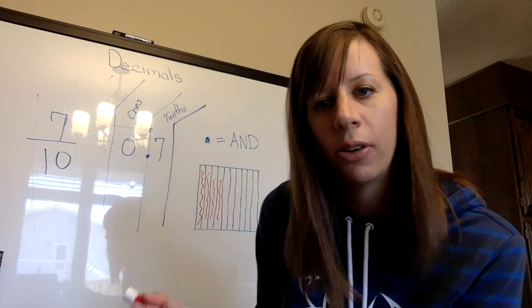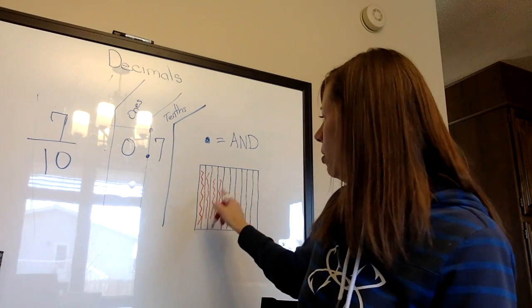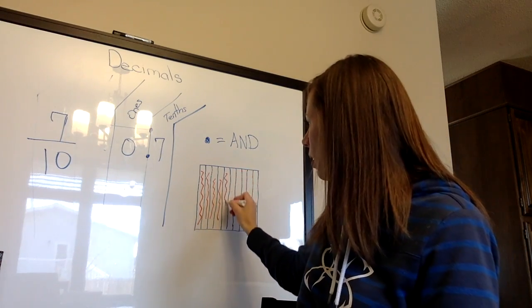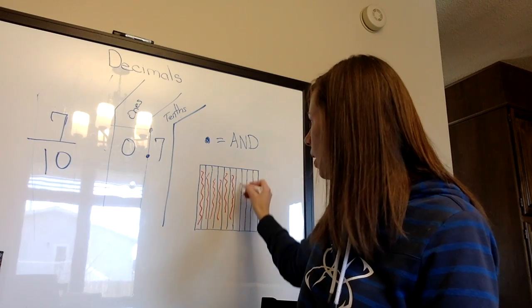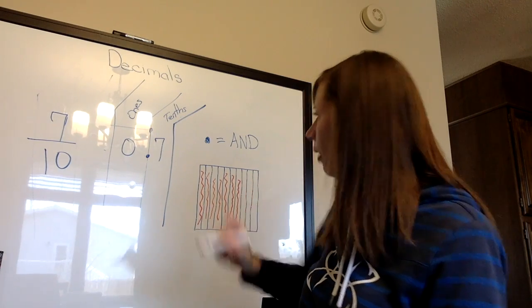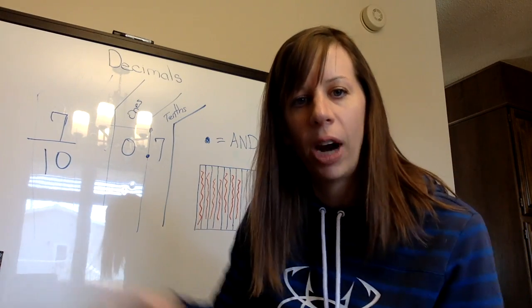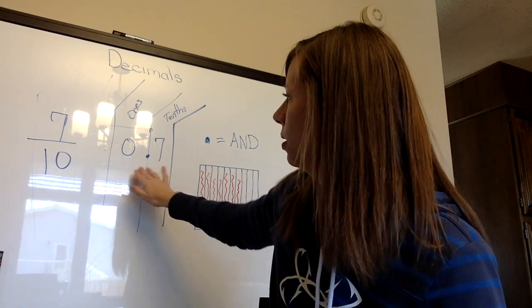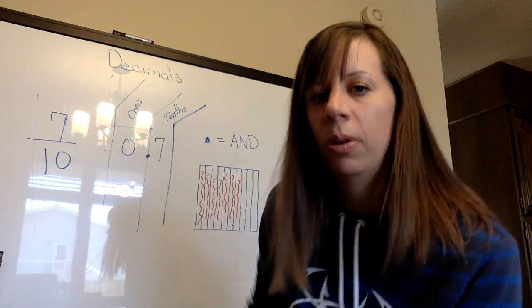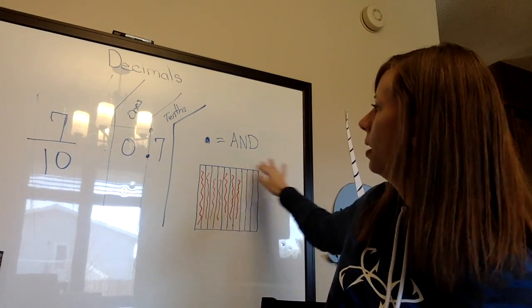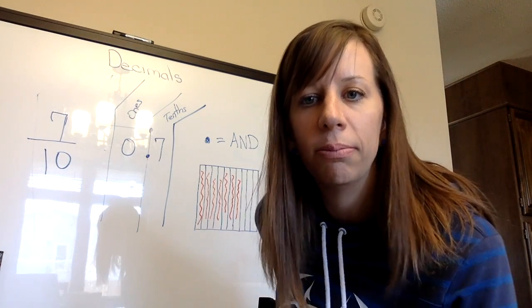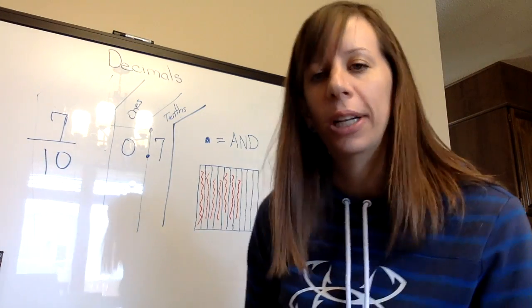And then if I wanted to color in my picture, I have 1, 2, 3, 4 already, 5, 6, 7. All of these mean the exact same thing. 7 tenths as a fraction is the same as 0 and 7 tenths as a decimal is the same as 7 pieces out of a 10-piece cake, let's call it.